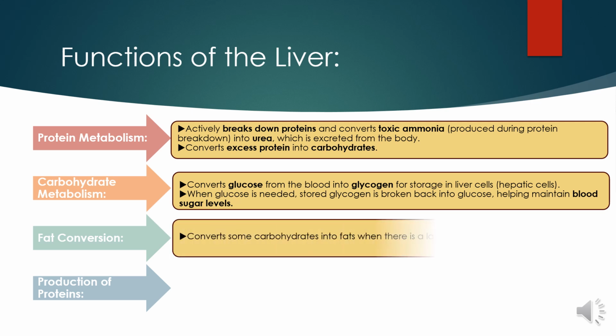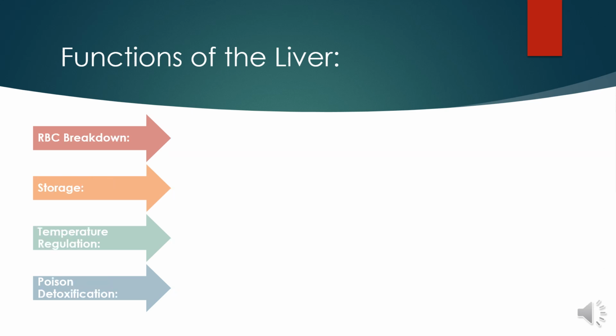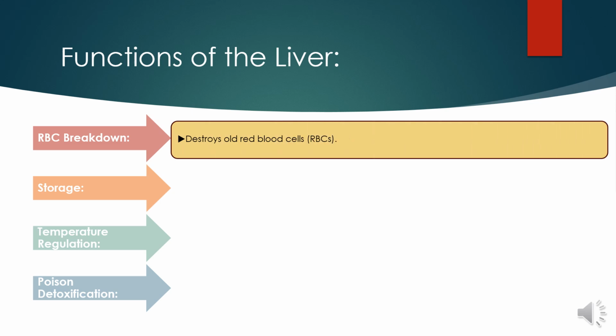Fat conversion. Converts some carbohydrates into fats when there is a lack of fats in the diet. Production of proteins. Produces fibrinogen, a protein that helps in blood clotting. Produces heparin, a protein that prevents blood from clotting inside the body. RBC breakdown. Destroys old red blood cells, RBCs.